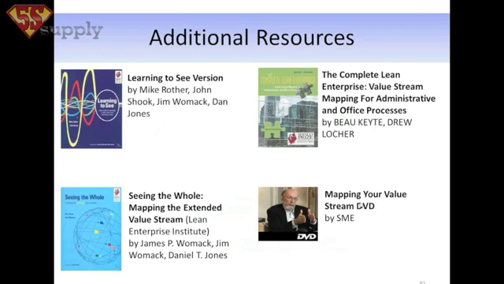And then here are some additional resources. The Learning to See book is probably where a lot of people first found value stream mapping. It first started in 1998, with wider distribution in '99, so it's been around for a while. And then there's a companion book called The Complete Lean Enterprise, which I think did a great job of tacking on the office portion onto the case study in Learning to See. And if you want an extended value stream map, look at Seeing the Whole, and there are some other videos and DVDs out there that you can watch.